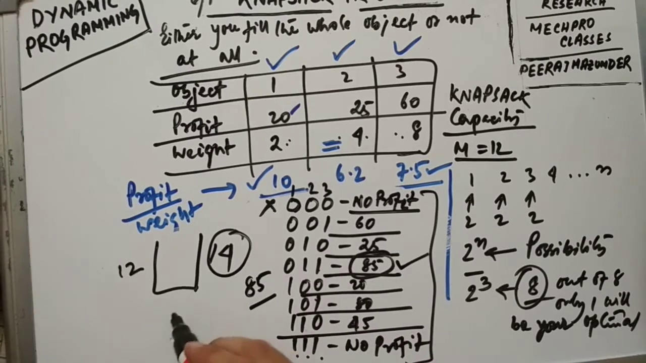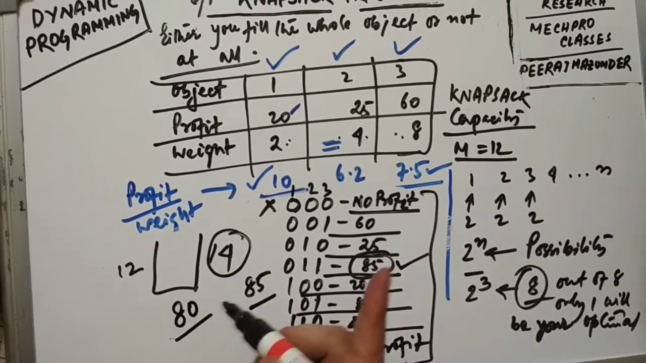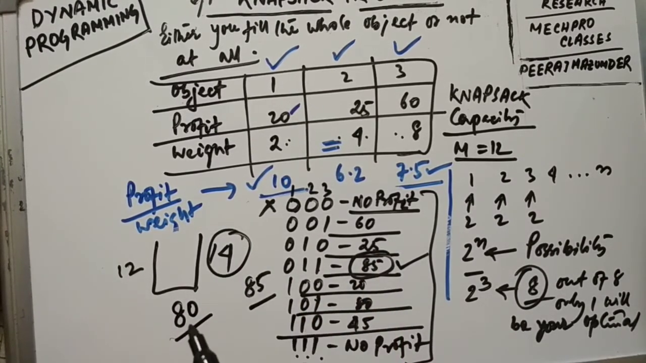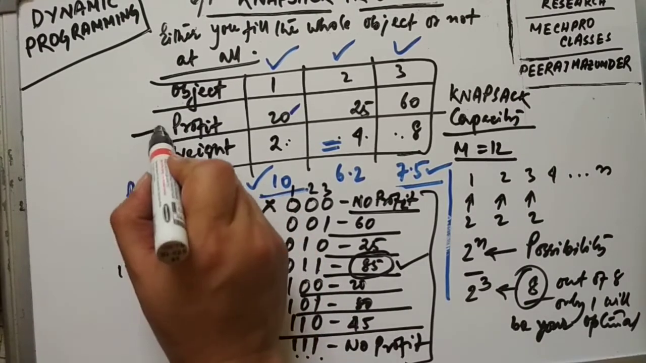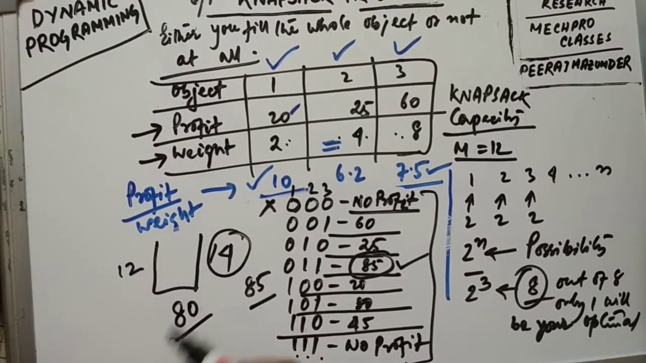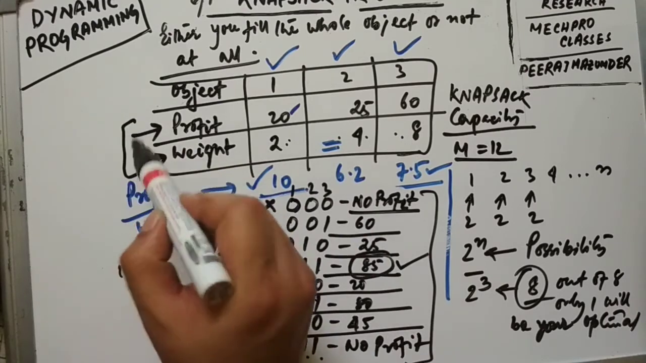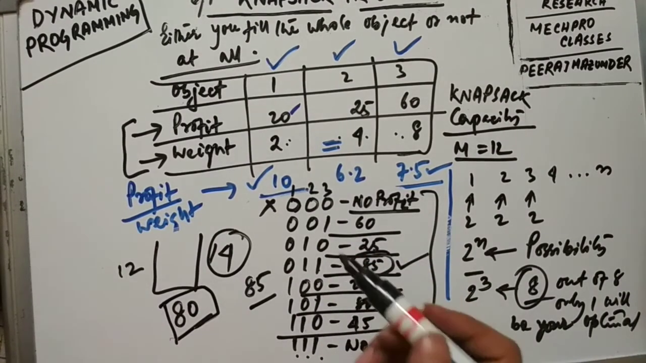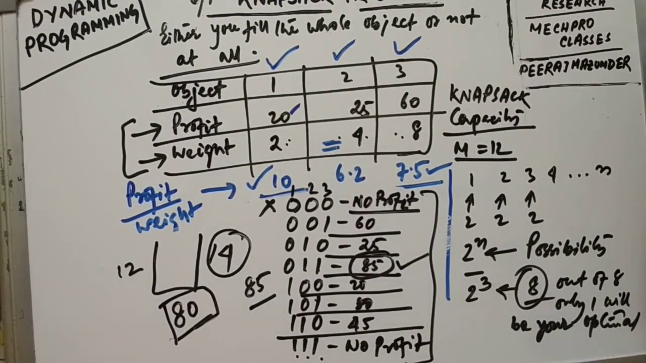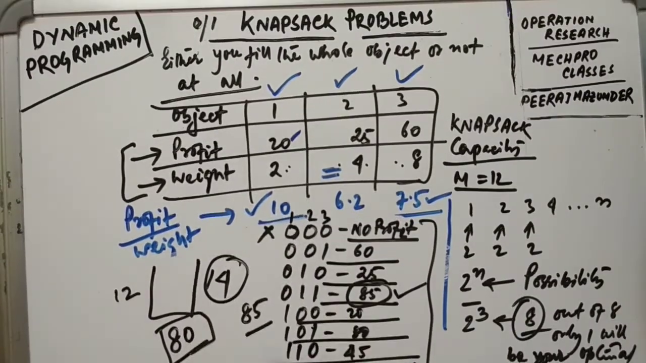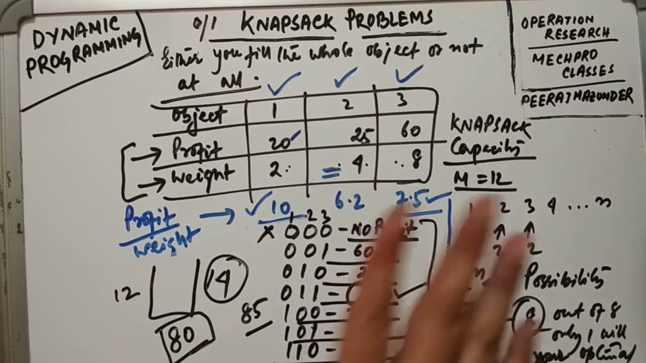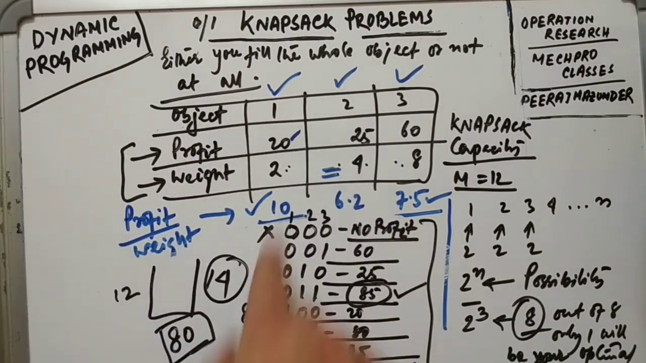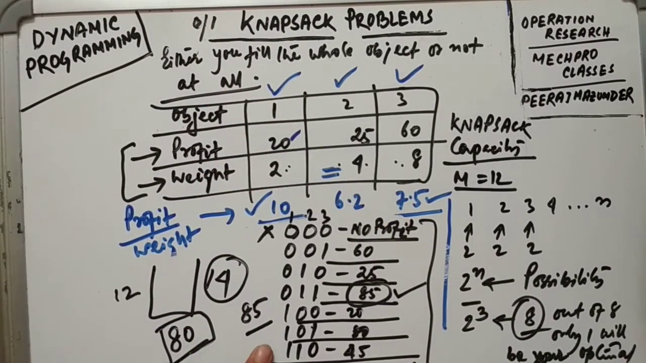Previously, how much did we get? We got 80 by applying greedy for both methods, that is greedy for profit as well as weight. So using the greedy method the value came to 80. But in the hit and trial method, the direct method, the optimal solution comes to 85 for this particular 0-1 knapsack problem. This is a special type of knapsack problem.